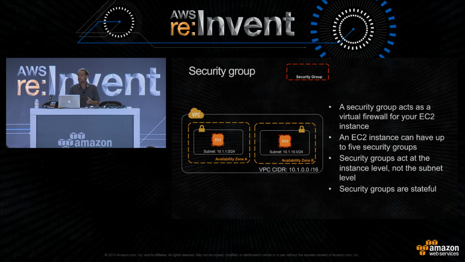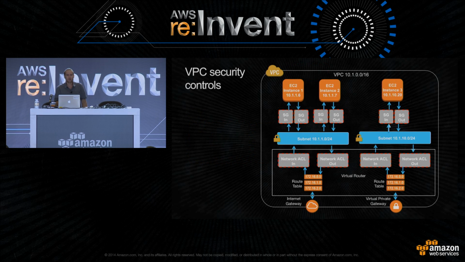You always have at least one around an instance, and you've got a max of 5. So let's talk about some of the security controls that exist inside of a VPC. First off, you've got a CIDR block that you define. In this case, it's going to be the 10.1/16. Then we're going to subnet that out and split that into 2 subnets, the 10.1.1/24 and the 10.1.10/24, as you can see in the example.